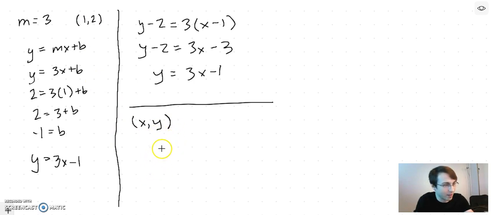Maybe this is the point (x, y). And this can be the point (1, 2). So we have to make sure that the slope between these points is 3, because that's what we're given. We're given that the slope is 3 and the line has to also go through this point.